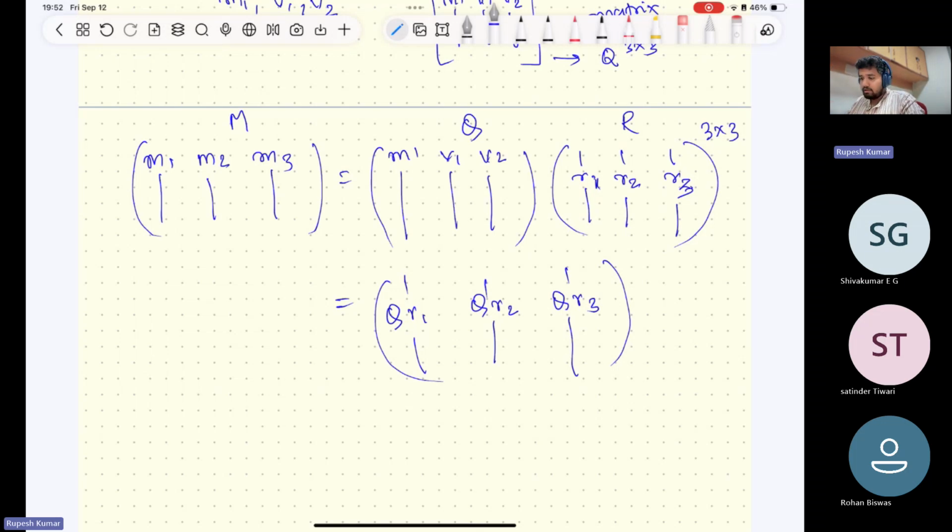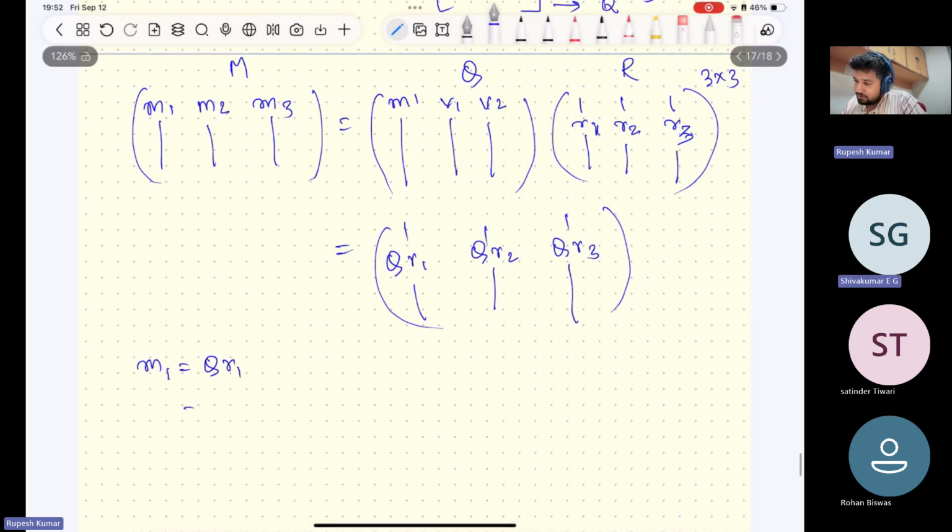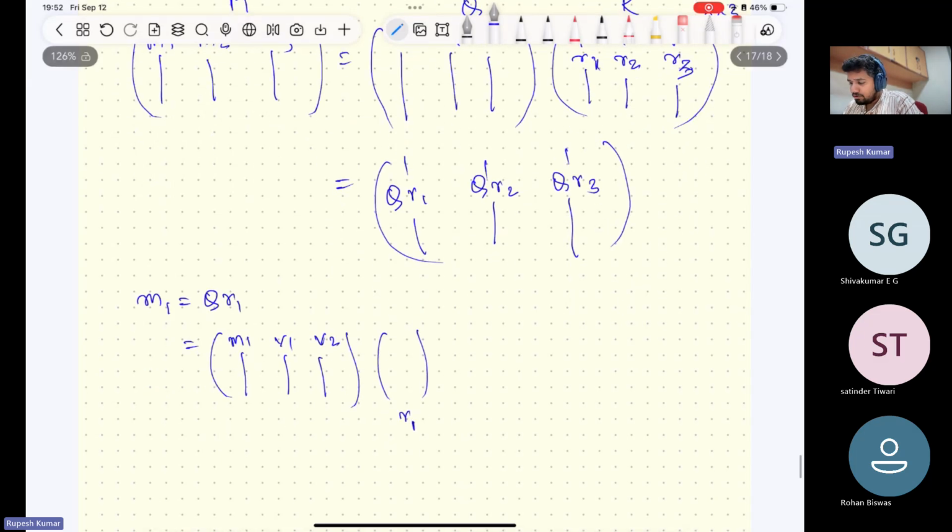Now let's check the vectors. If I'm saying matrix 1 is equal to matrix 2, then all the column vectors have to be equal. So M1 is equal to Q into R1, so M1 is essentially equal to m1, v1, v2 into some vector R1. Now, can anyone tell me what this vector R1 will look like from this simple idea? 1, 0, 0, very simple, straightforward.